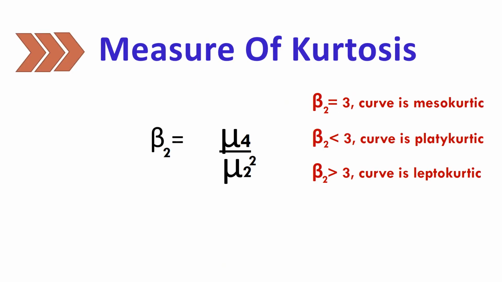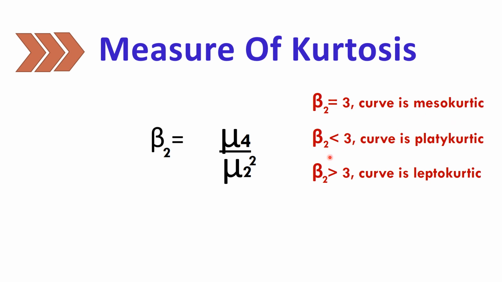Now let us see how to measure the kurtosis. The formula to be used here is beta 2, where beta 2 indicates kurtosis. Beta 2 is equal to mu 4 divided by mu 2 square. Suppose we get the beta 2 value of a distribution as 3, then we can say that the curve formed by that distribution is mesokurtic. That is, it is a normal curve. If beta 2 is equal to 3, that is a normal curve or a mesokurtic curve.